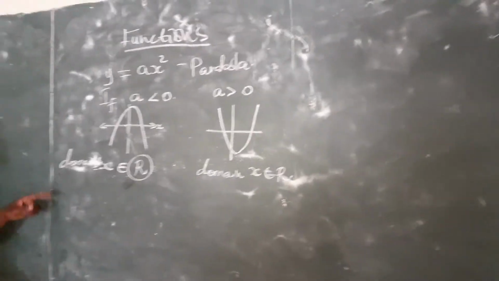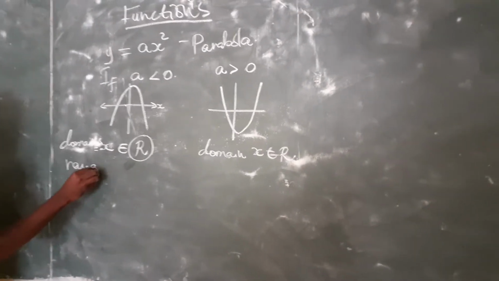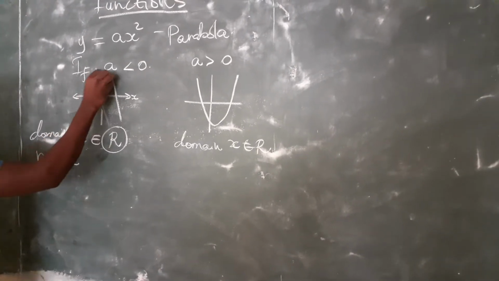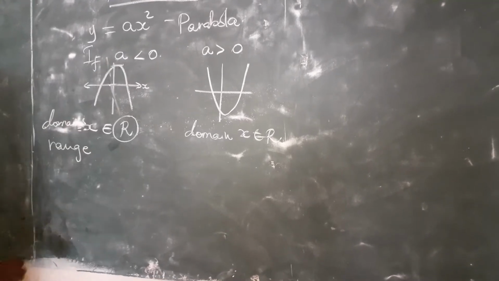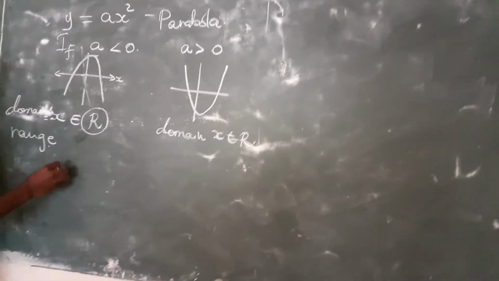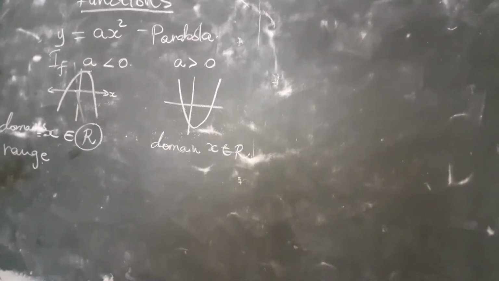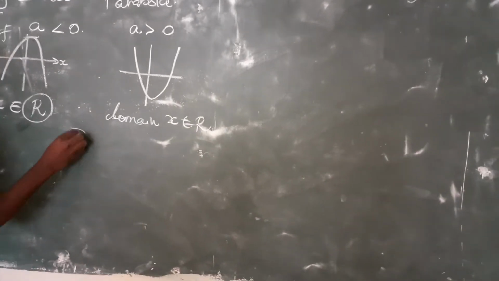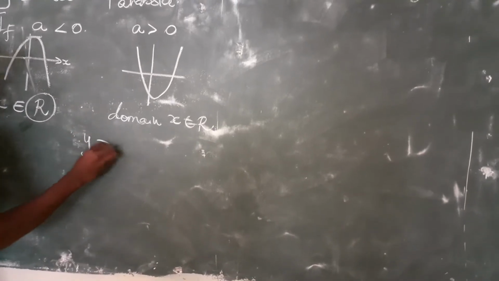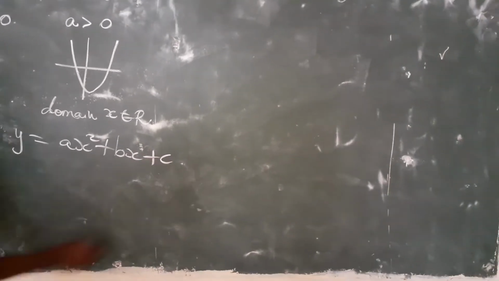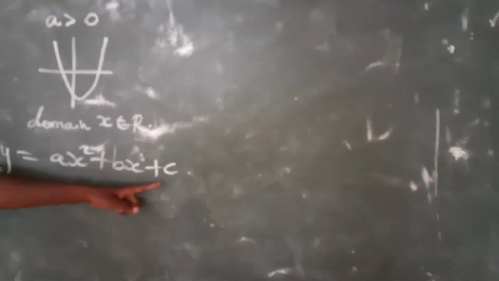From the first graph, where we said that a is less than 0, what is my range? The range I'm going to talk about is the y values. Here is the turning point. It means for me to have my range, I'll need the turning point. And here in grade 11, we'll be taught the formula y equals ax squared plus bx plus c. This is the function I'm going to be dealing with.